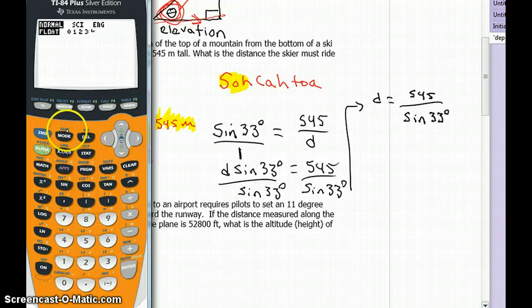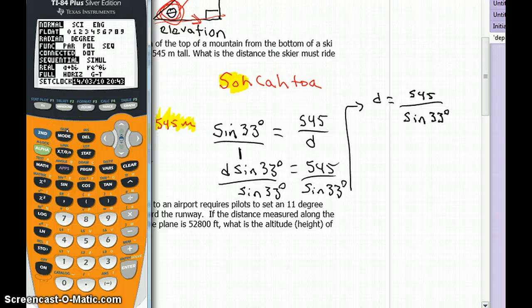And the first thing that's really important is to check your mode. So hit the mode button, and right now I'm in radians. You can see right there radians, so I move over and down, and I get to degrees and hit enter. And now it's highlighted degrees.